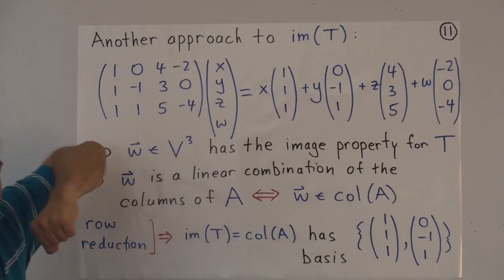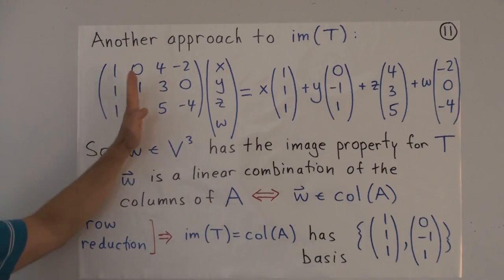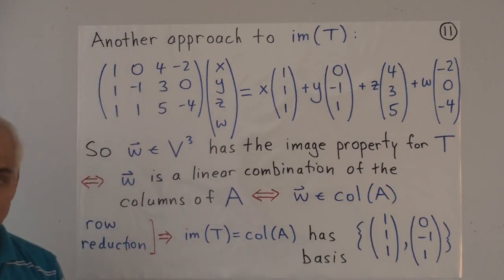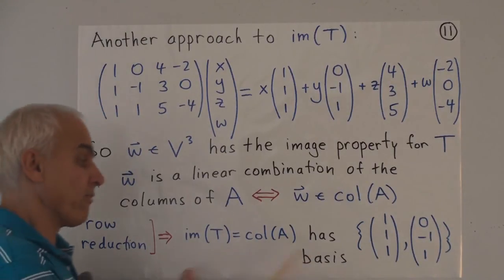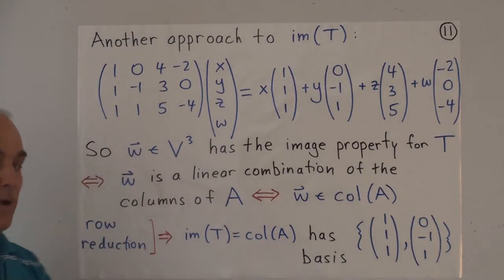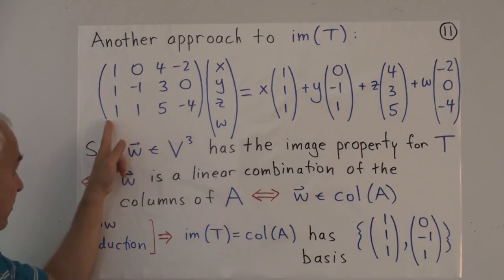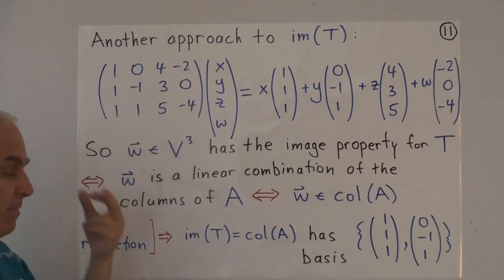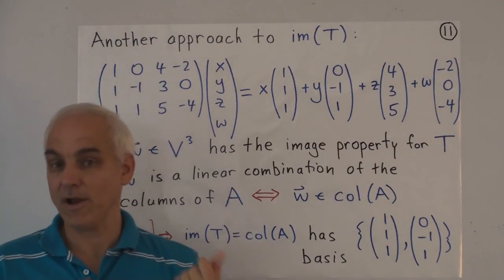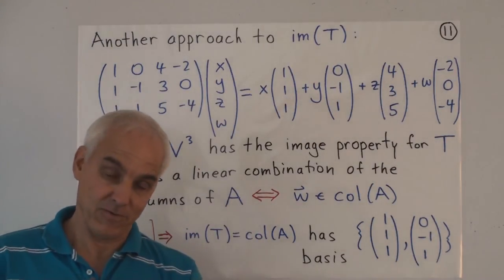the column space of the matrix. In other words, the space spanned by the columns of the matrix. And you can compute a basis for that by row reducing and taking the corresponding leading columns. This first column, this second column, because those are the columns corresponding to the leading columns after we've row reduced.